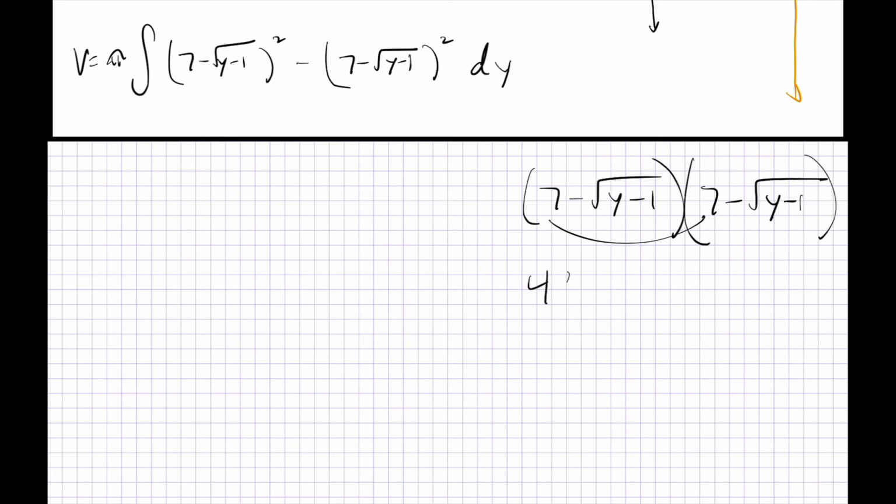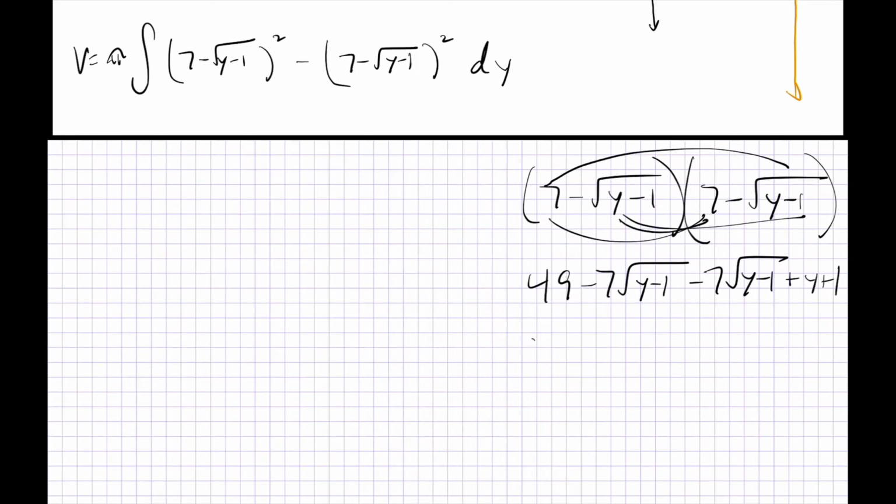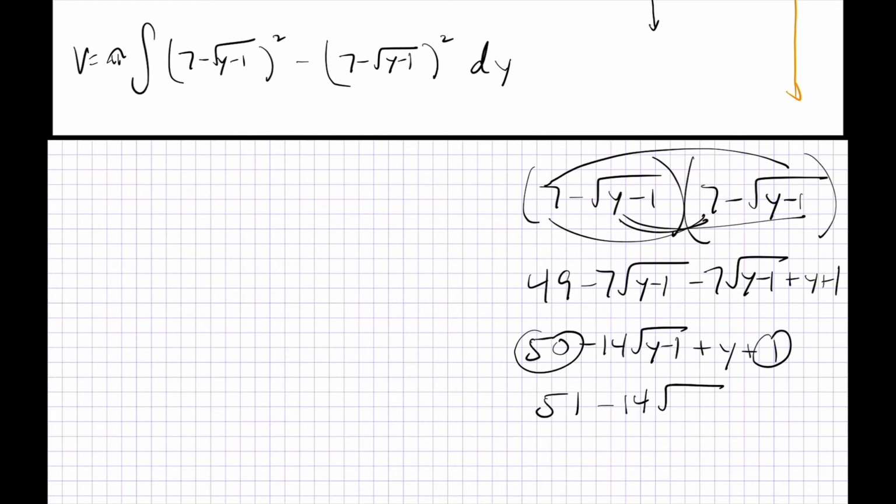Okay, so first is 49, outer is negative 7 root y minus 1, inner I'm going to get the same thing. Last is positive y plus 1. So I'm going to have 50 minus 14 root y minus 1 plus y plus 1. I can combine the 1 and the 50, I get 51 plus 1.